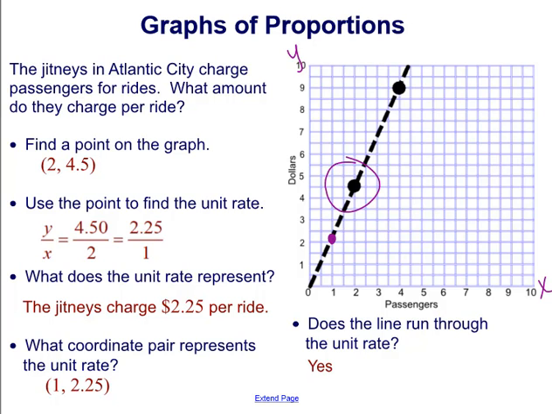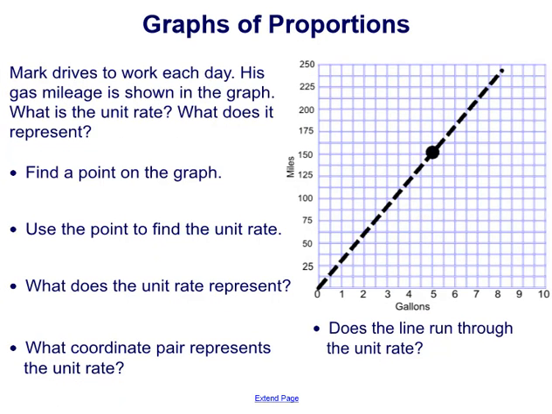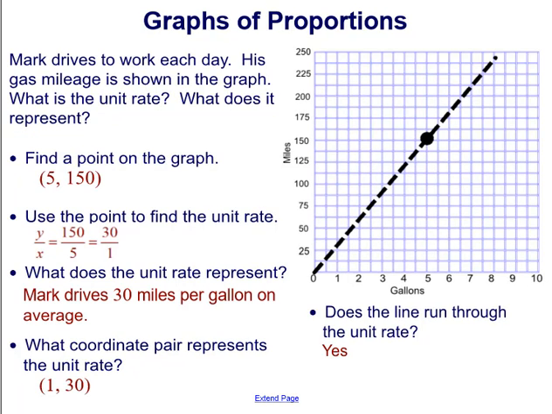Let's look at another example. Here we have Mark drives to work each day. His gas mileage is shown in the graph. So what is the unit rate and what does it represent? So we'll go through each bullet point to answer that question. First, we have to find a point on the graph. So we'll use the point here, (5, 150). So let's use the point to find the unit rate. We'll use the ratio of y over x, so 150 over 5, which equals 30 over 1.